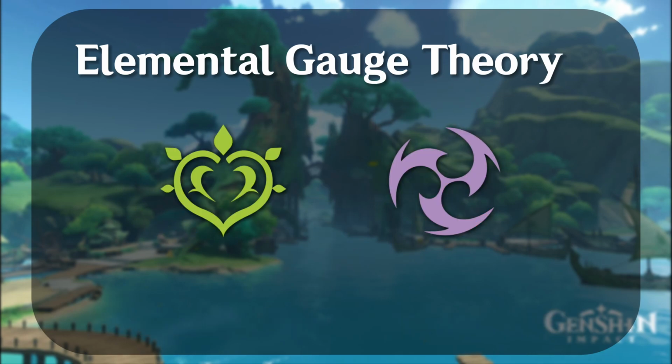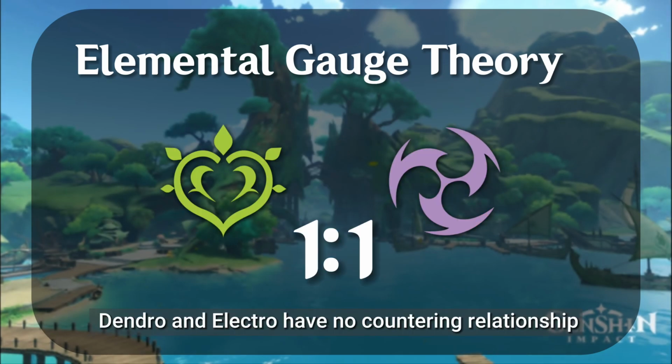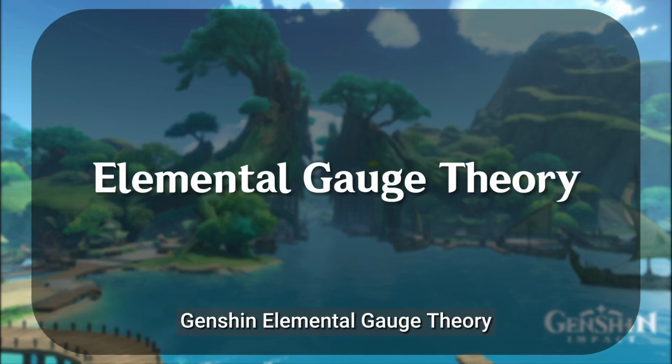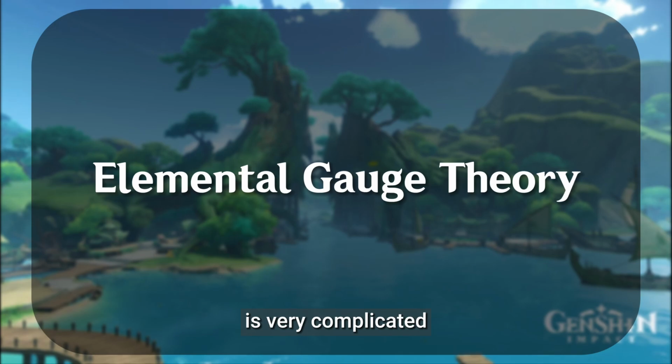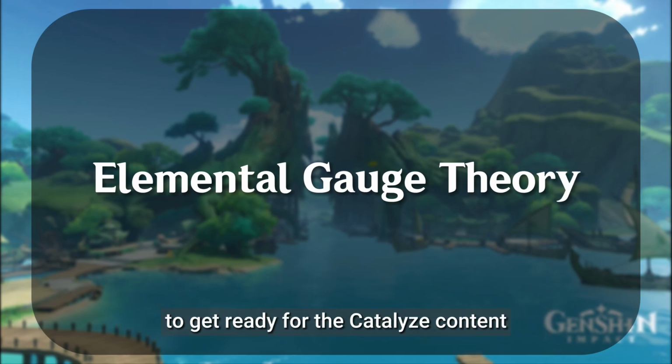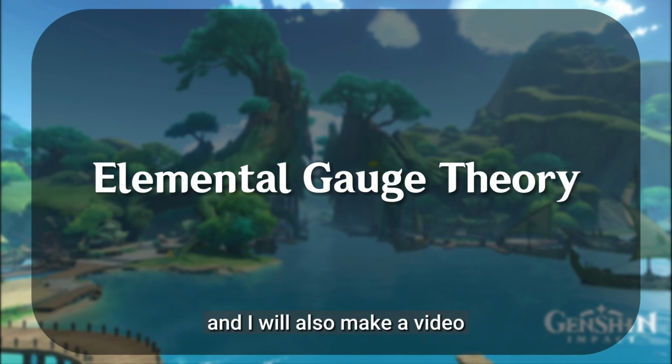In today's video, Dendro and Electro have no countering relationship, so we don't need to worry about the special case here. Genshin elemental gauge theory is very complicated, and today I just kept things easy for everyone to get ready for the Catalyze content. If you're interested, you can look it up online and I'll also make a video to fully discuss it in the future.